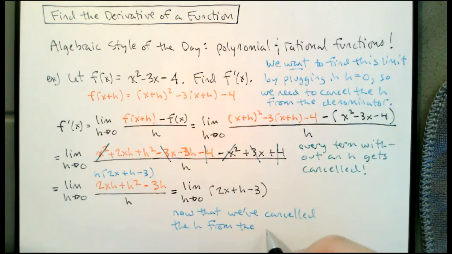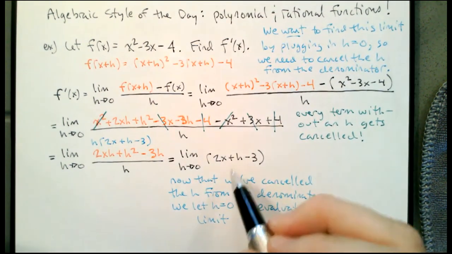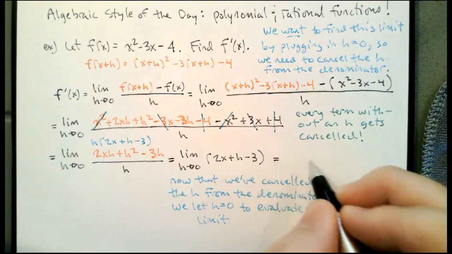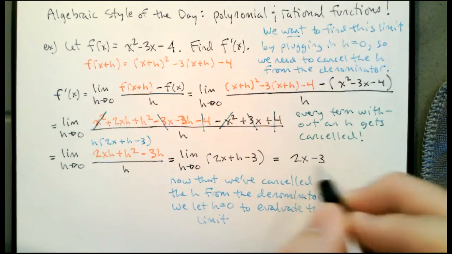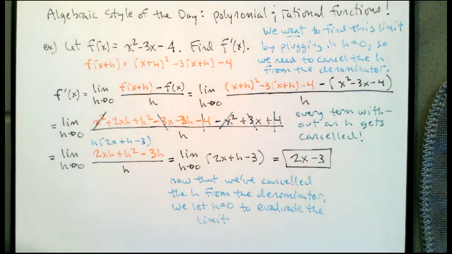So now that we've canceled the h from the denominator, we plug in h equals 0 to evaluate the limit. And so when h is 0, we're just left with 2x minus 3. Which is exactly what we expected at the beginning if you've seen derivatives before.